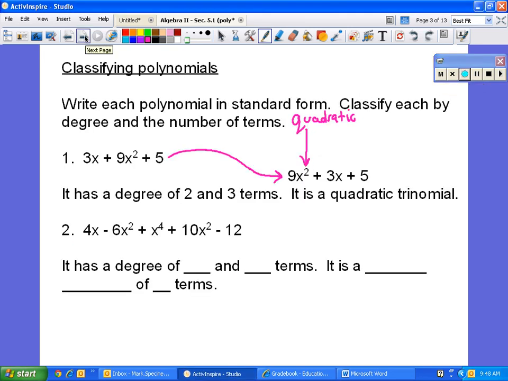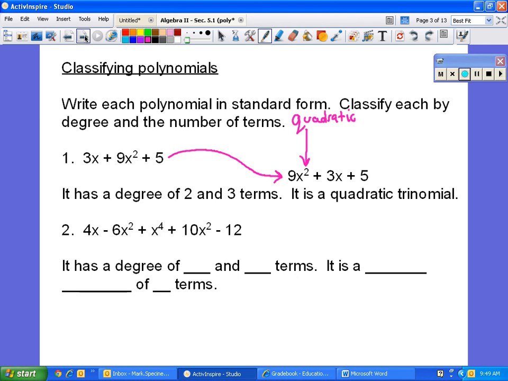Okay, now, let's talk about classifying polynomials. Just as you and I both have names, so too do polynomials have names. So we're going to learn how to name the polynomial. The first thing you want to do if you are given an example is take that polynomial and put it into standard form. Put it from highest exponent down to the constant, which goes at the end.